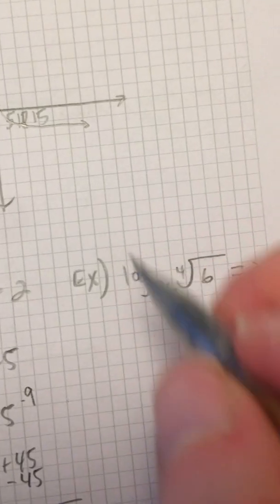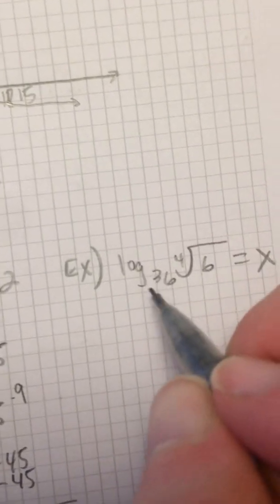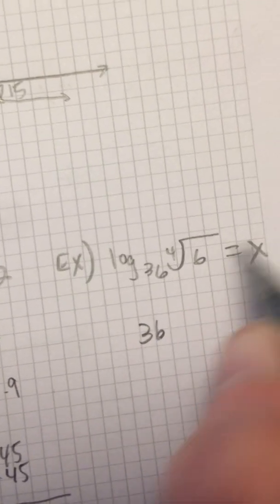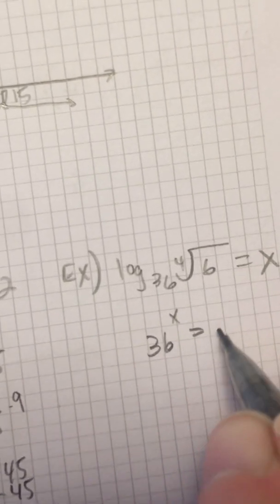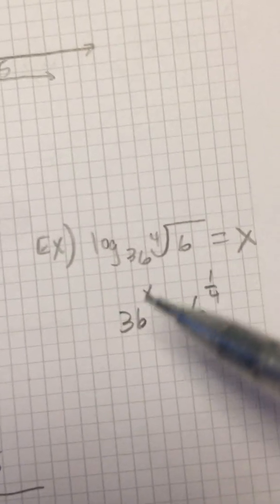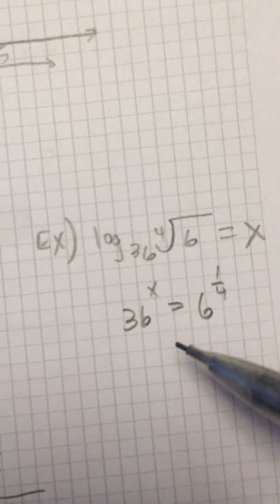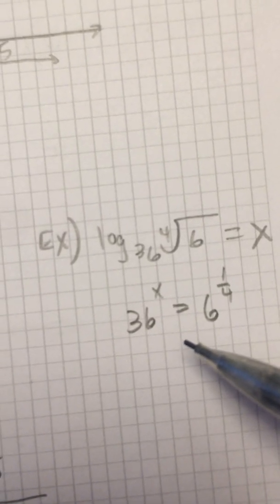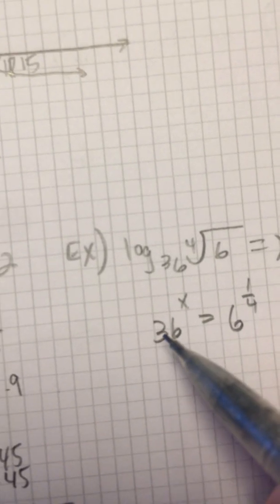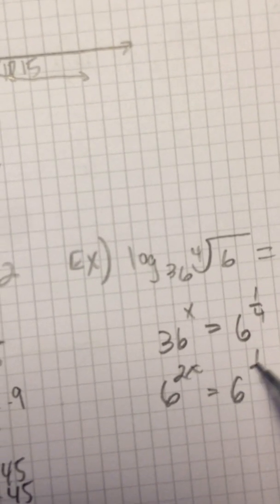Switching forms here. Log base 36 of the 4th root of 6 equals x. Base, exponent, value. I'm going to write this as 6 to the 1/4 because I recognize that if I have an x here, that becomes an exponential. When I have exponential, I want to write these with the same base. And I want to have it in exponential form on both sides. So 36 I can write as 6 squared. And then I have 6 to the 1/4.